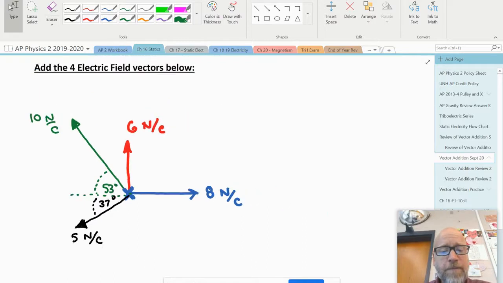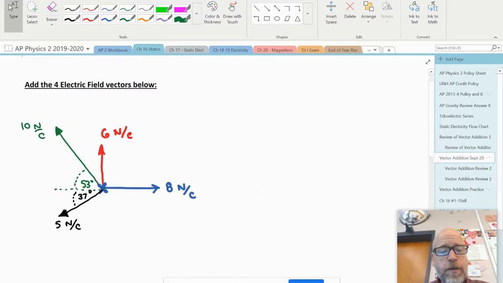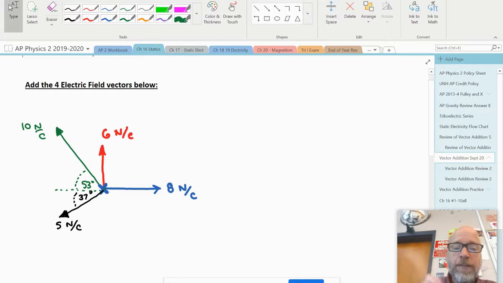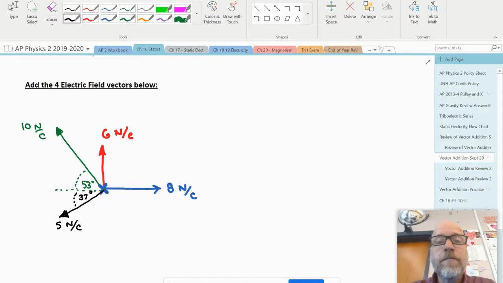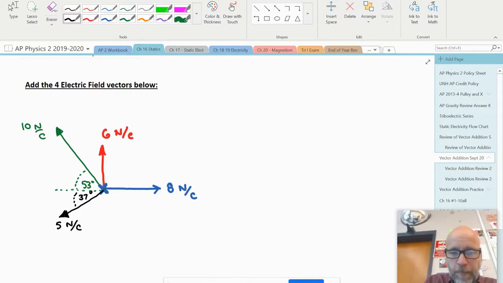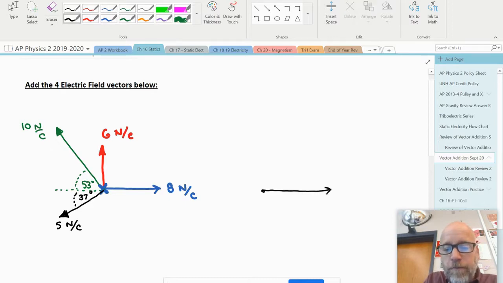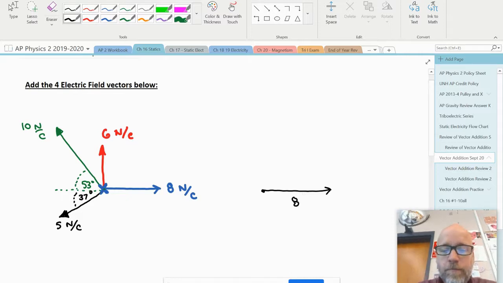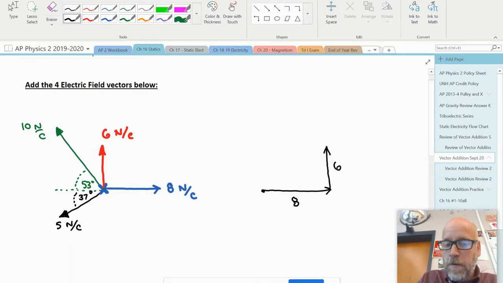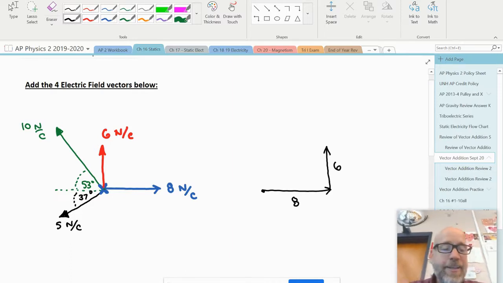So my first step is going to be to add these vectors tip to tail. I do this because it gives me a sense of where my resultant is going to lie. So I'm going to start with, I don't know, maybe the easiest. I'm going to start with 8 newtons to the right. Newtons per coulomb, excuse me, that's a unit we're going to be using for electric fields soon enough. I've got 6 up. Now I can add these in any order.